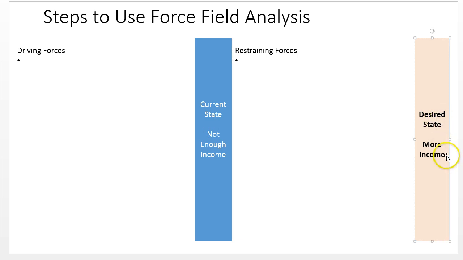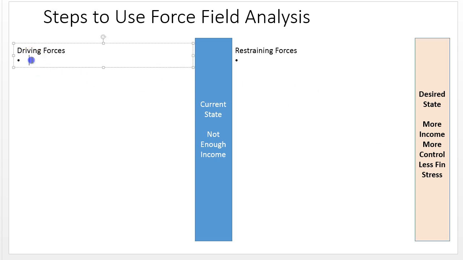And more income could mean more control financially and less financial stress. Reduce your financial stress. What a concept, right? Less financial stress, more income, all those things. So let's talk about driving forces, and then we'll talk about restraining forces.